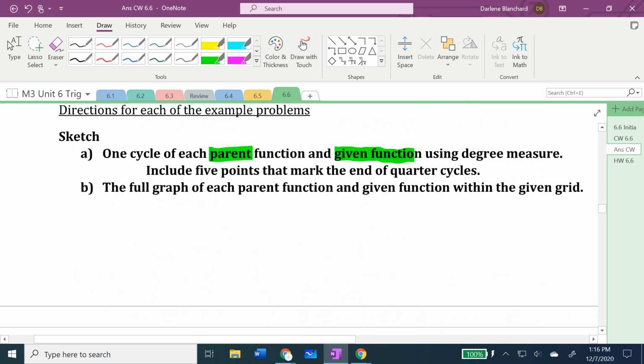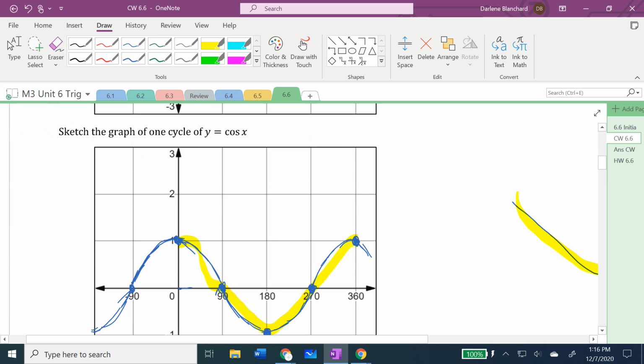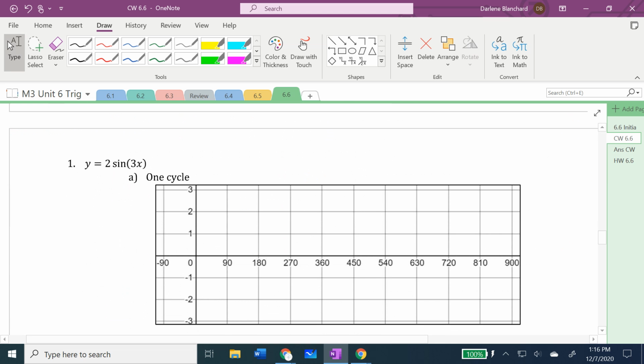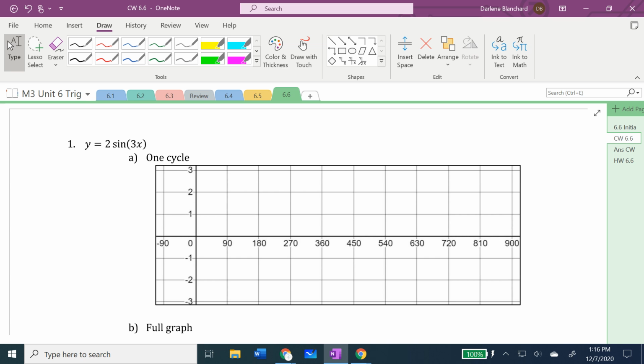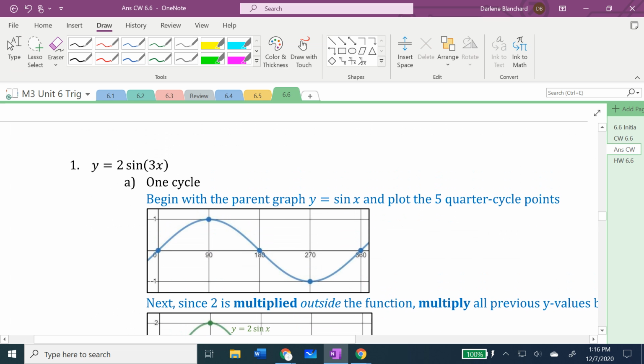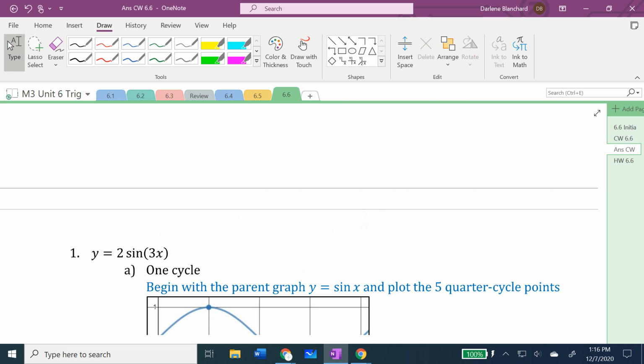Oops, those are the answers. We're going to do this together. First thing you're going to do is sketch the graph of sine. And let me remember what color I used so I can just stick to it. I used blue. Okay.